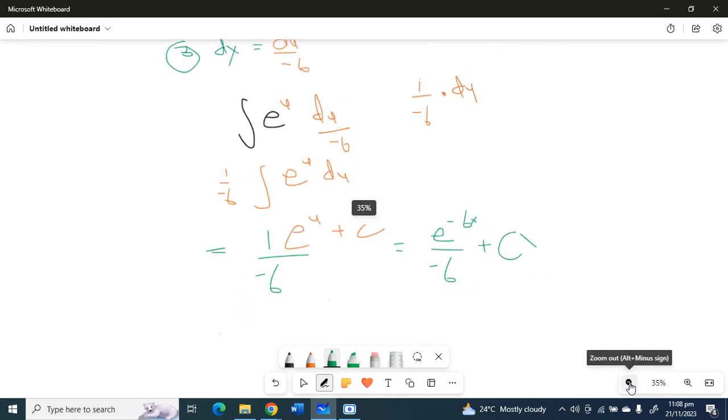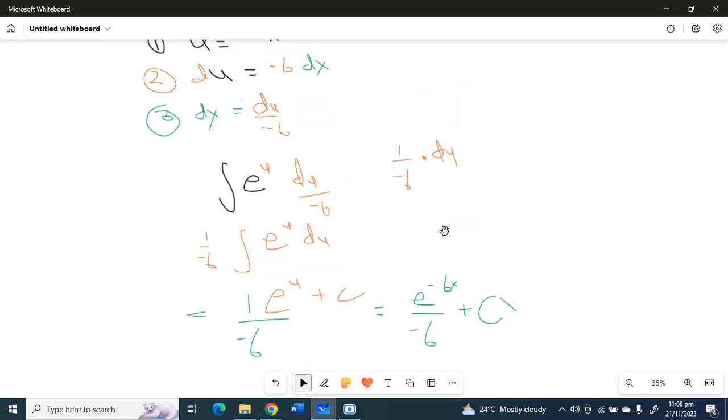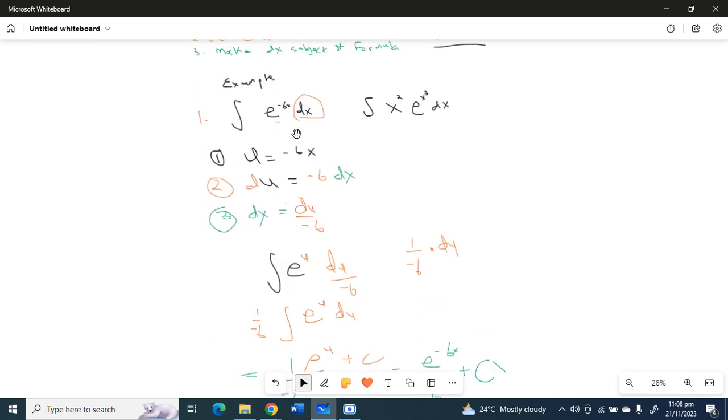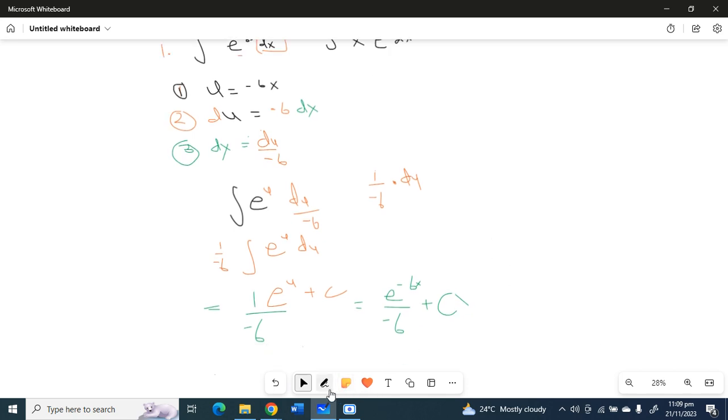I want you to realize one thing here. There's a shortcut you can use. As you could see, when we're integrating e to the power negative 6x, all you need to do is just derive negative 6x and leave e the way it is, and you get your answer. So as you can see what I mean, originally the question was integrate e to the power negative 6x.